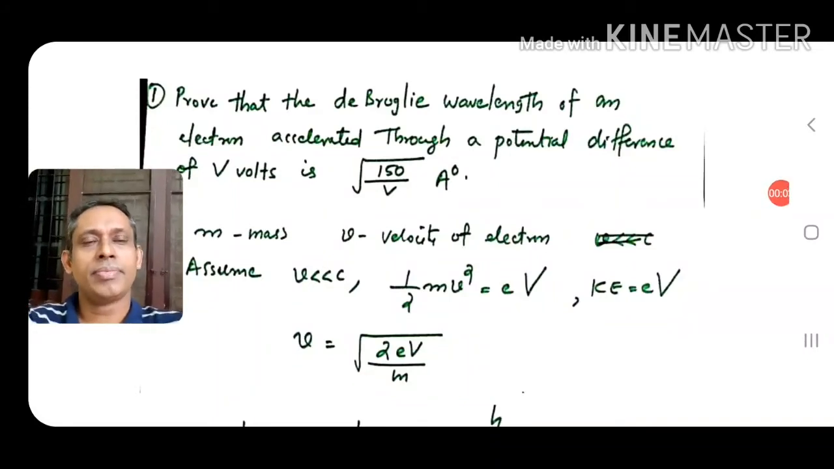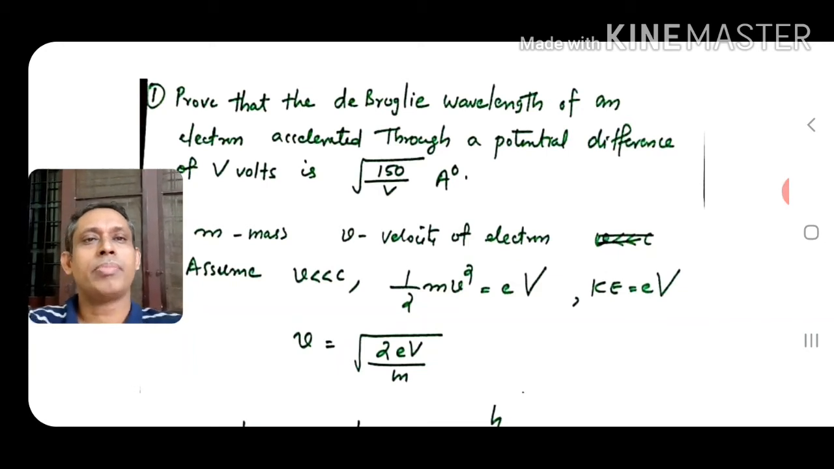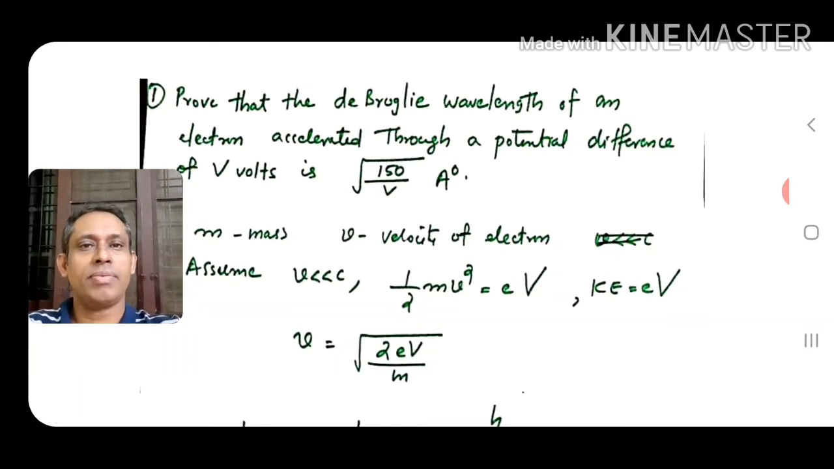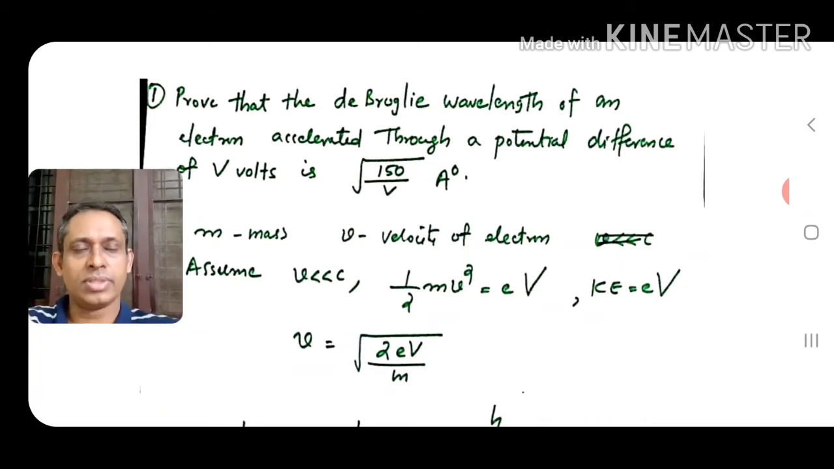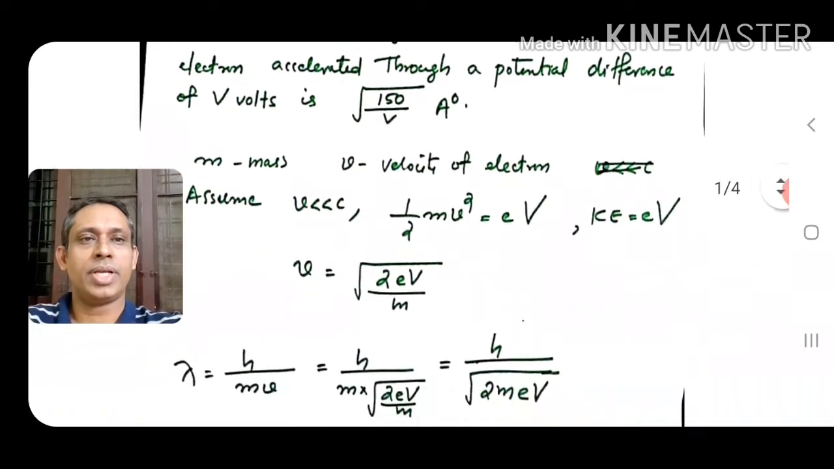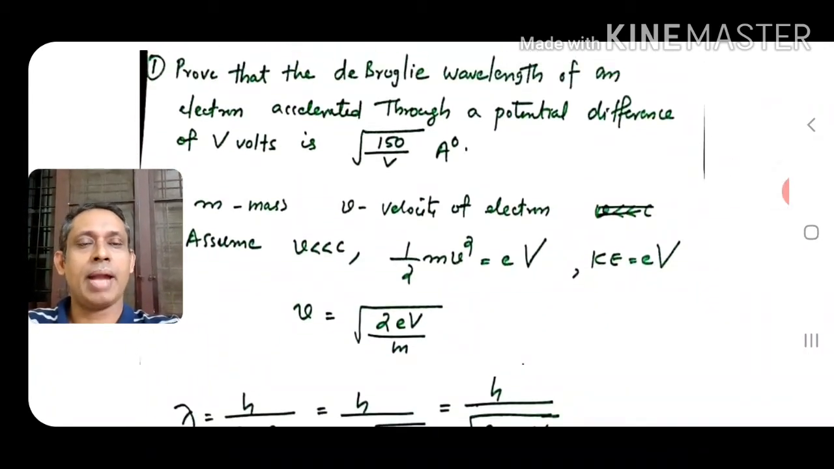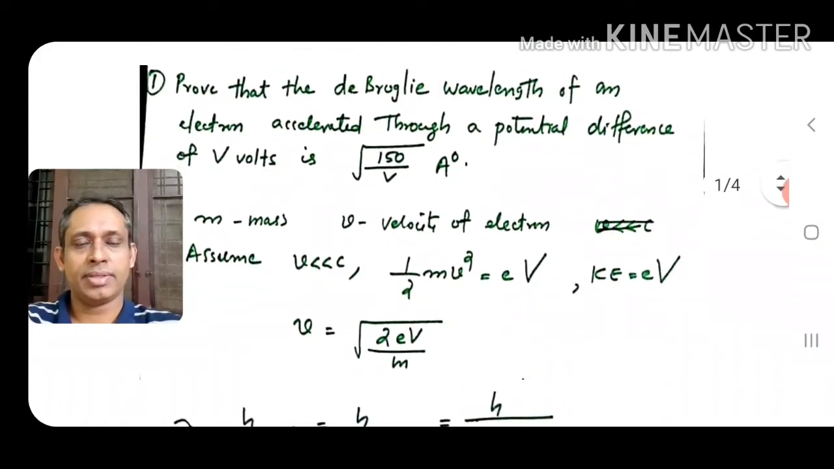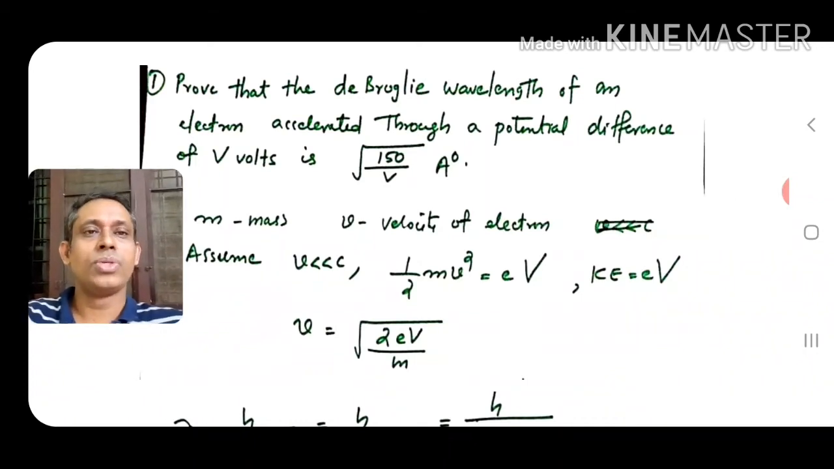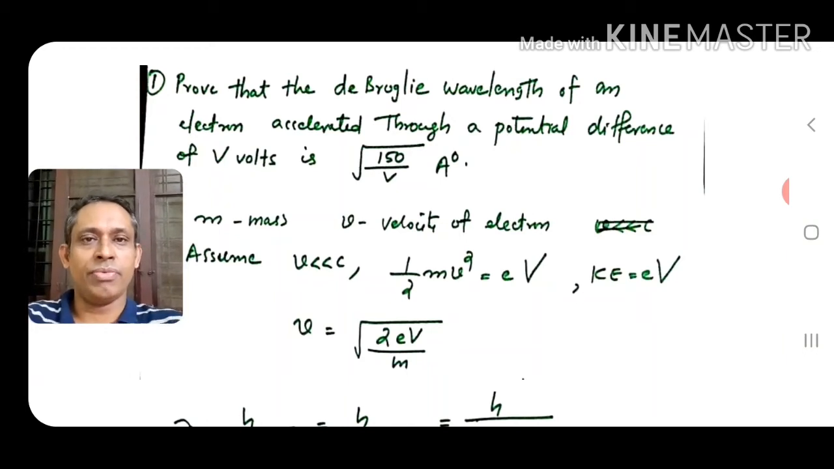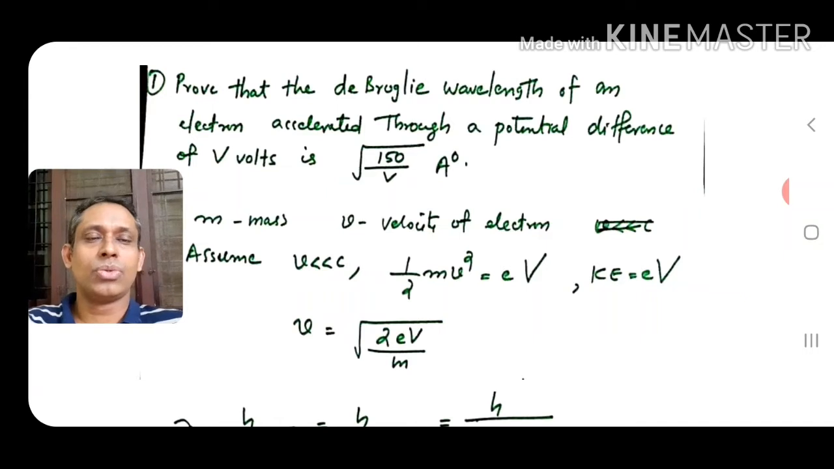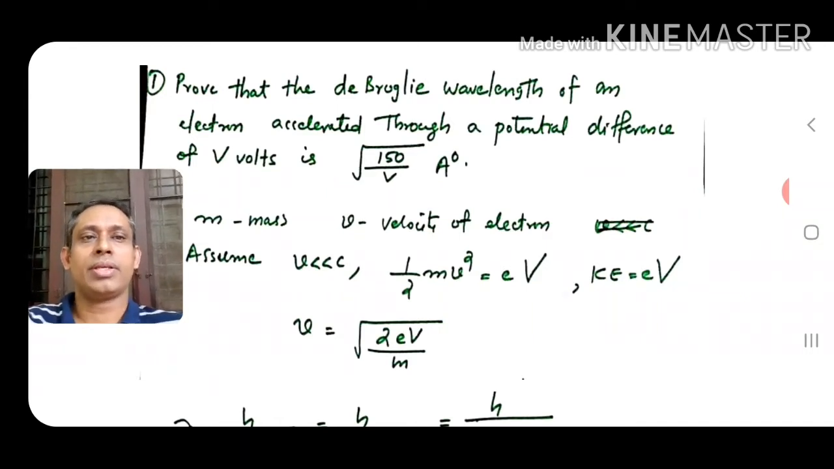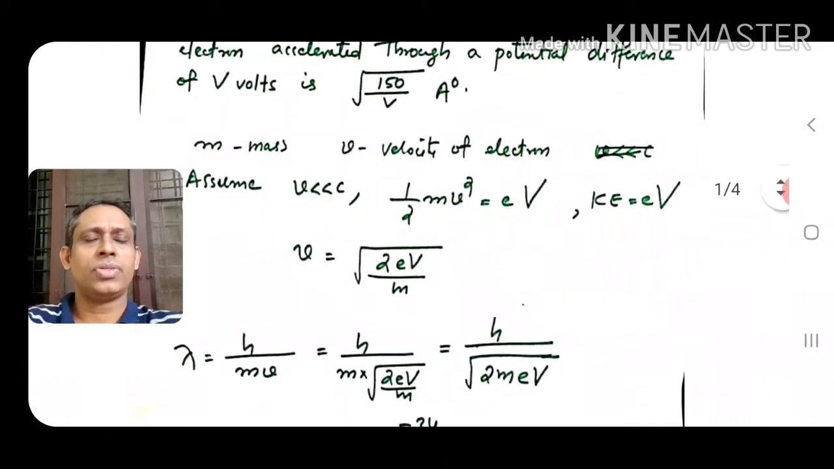Okay, we start with a problem. The problem is: prove that the de Broglie wavelength of an electron accelerated through a potential difference of V volts is root 150 over V Angstrom. So this is the question. If an electron is accelerated through a potential difference of V volts, the de Broglie wavelength is root 150 over V Angstrom. It's very easy to do this.